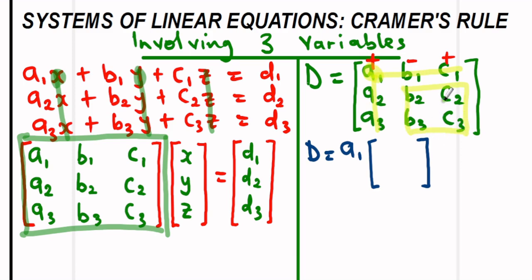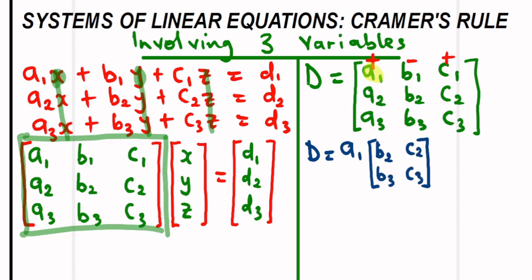This is what we have left. So I'm going to be bringing them into this matrix box we have here. So that's going to be B2, C2, B3, C3.